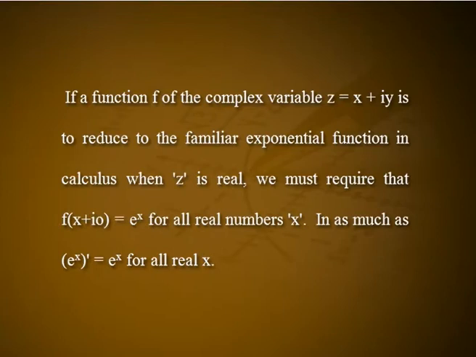If a function f of the complex variable z equal to x plus iy is to reduce to the familiar exponential function in calculus when z is real, we must require that f of x plus i into 0 is equal to e raised to x for all real numbers x. Inasmuch as the derivative of e raised to x is equal to e raised to x for all real x, it is also natural to impose the following conditions: f is entire and f dash of z is equal to f of z for all z.